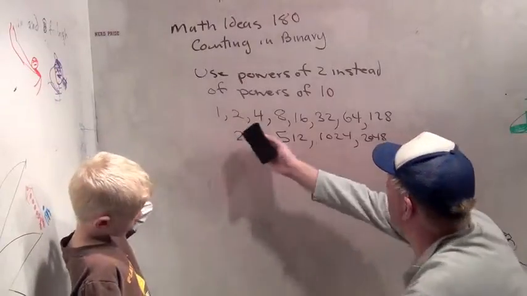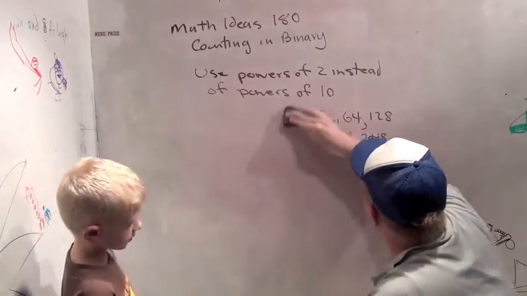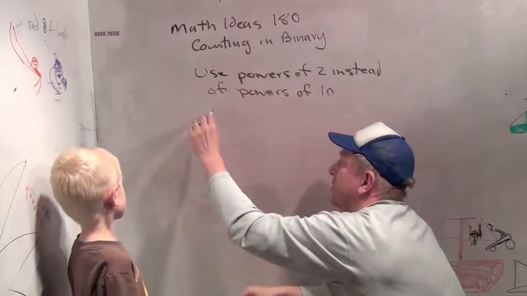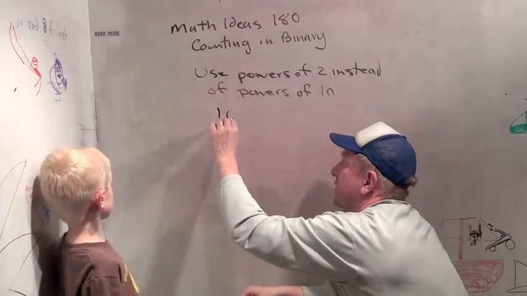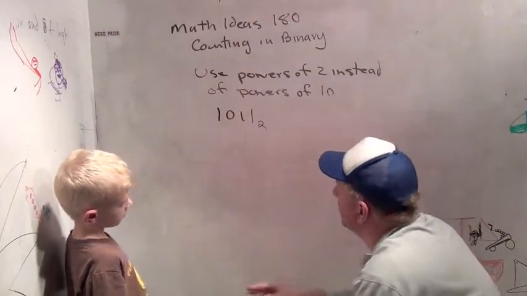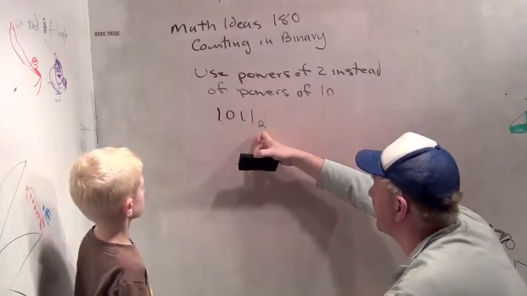So these are going to be our powers, and we're going to write numbers with powers like this. And the neat thing about binary is you only use zeros and ones. Okay, so a number looks like this: 1, 0, 1, 1. And when you write in binary, you put a little 2 at the bottom to say that it means binary.